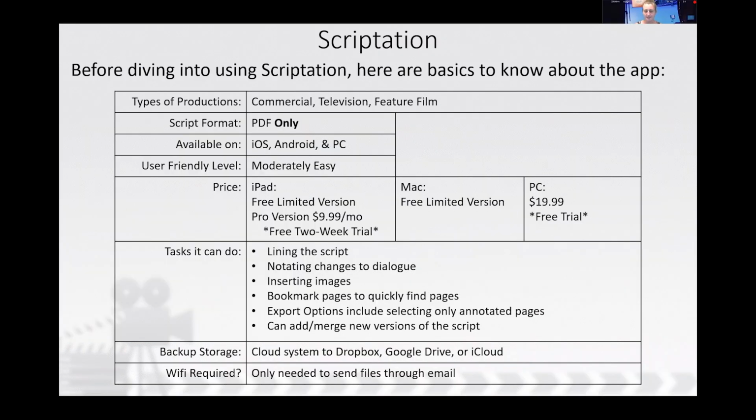And here are some basics to know about Scriptation. So, the types of productions. This is a one-size-fits-all, any type of production, as long as you have the script formatted in a PDF. It does not accept Final Draft or Celtx files. It does have to be a PDF only, because the engine that runs Scriptation is a PDF expert type format inside the system.